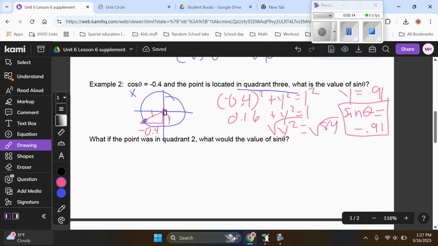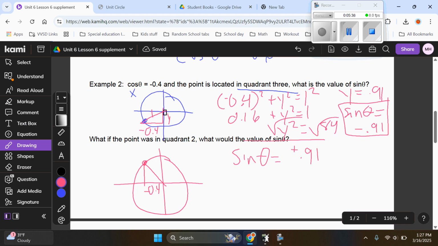What would happen, again, if the point was in quadrant 2? Again, in quadrant 2, the x value is still negative, so here's my circle. I'm up here somewhere. Okay, there's my triangle. I can redo everything if I want to, but what I should know is that my y value, or the sine of theta, is going to be a positive 0.91 instead.